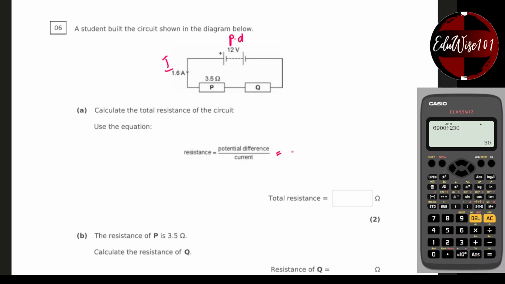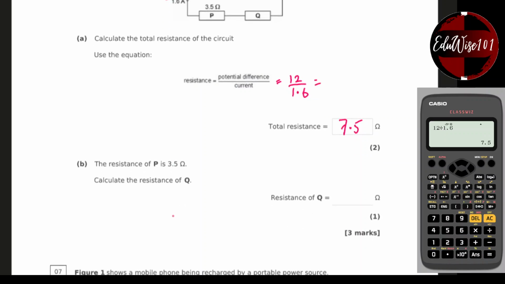So 12 divided by 1.6 is 7.5 ohms. Calculate the resistance of P.